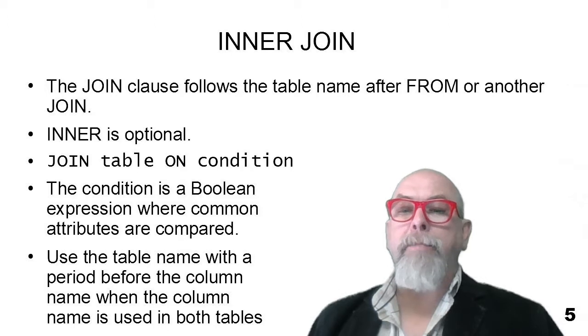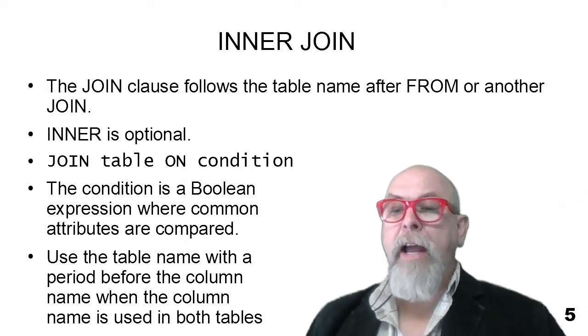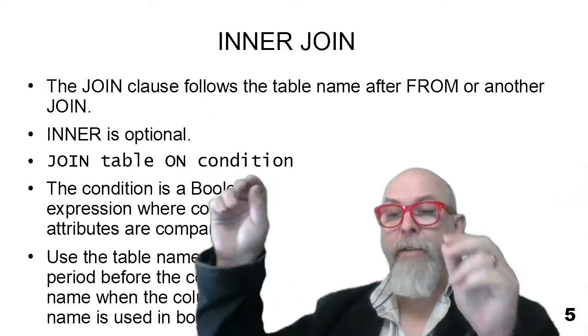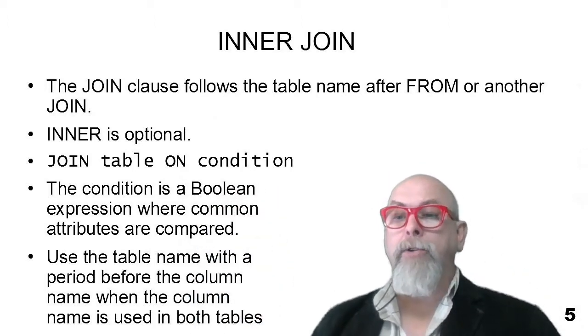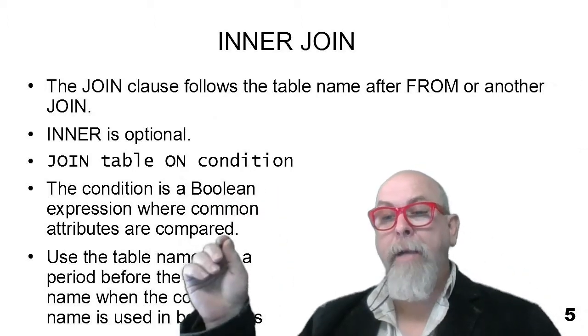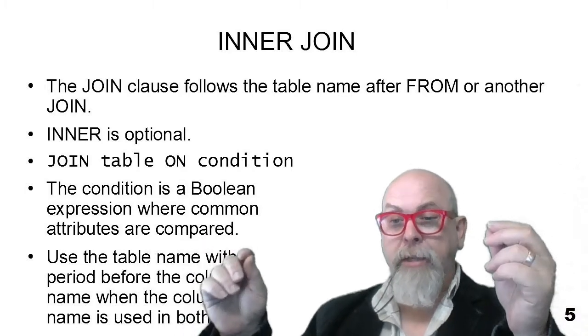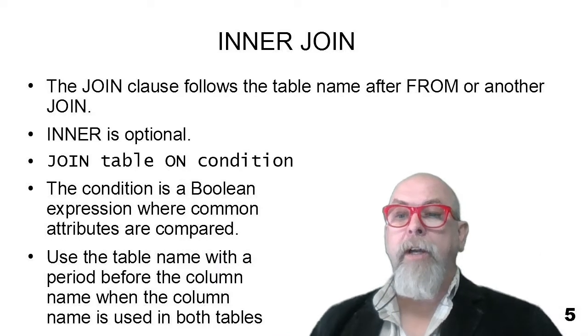The condition is a Boolean expression where common attributes between the two tables are compared, and that's how the join is made. We usually use the foreign key on one table and the primary key on the other table with an equal sign between them to create the on clause.